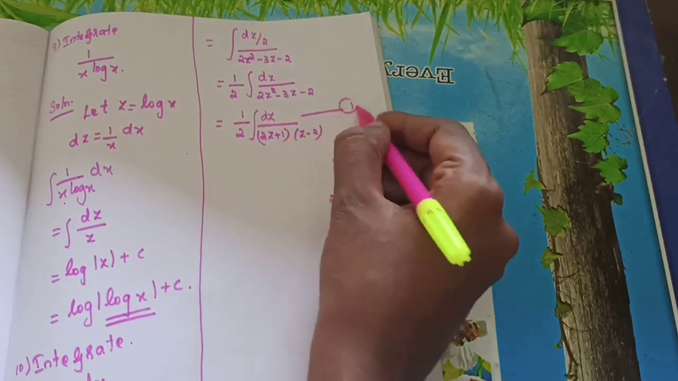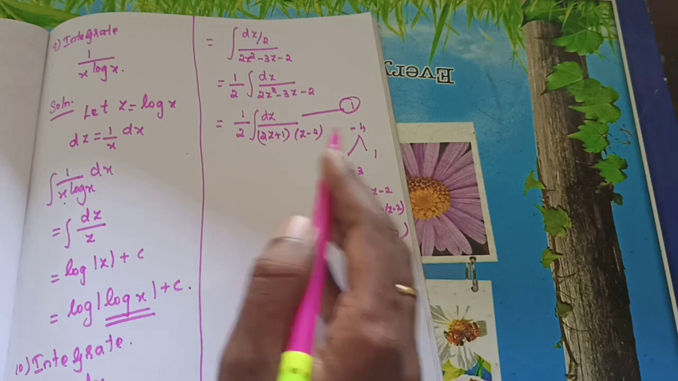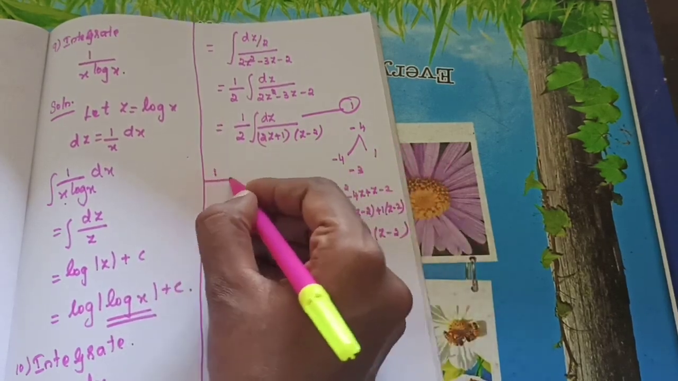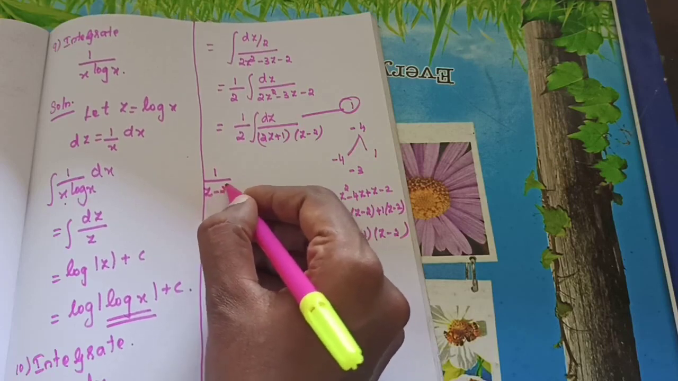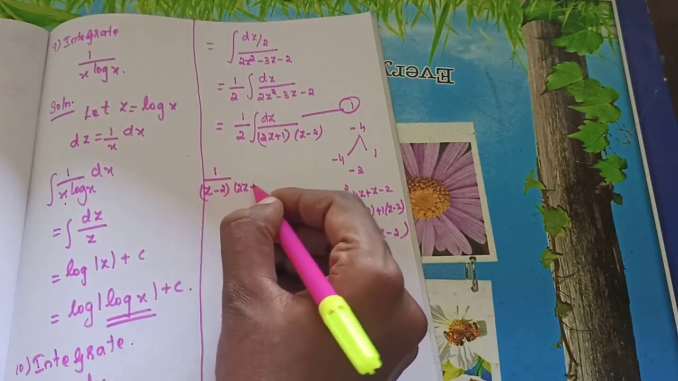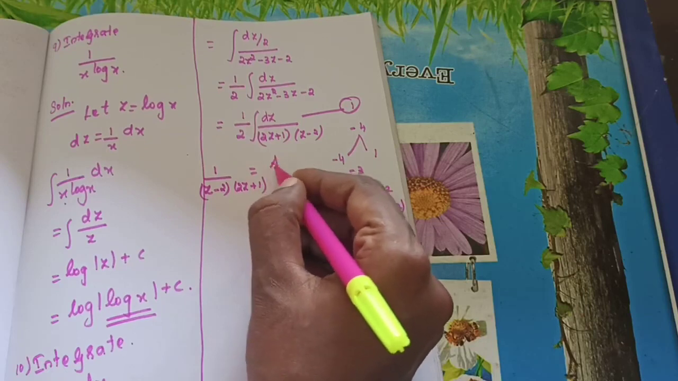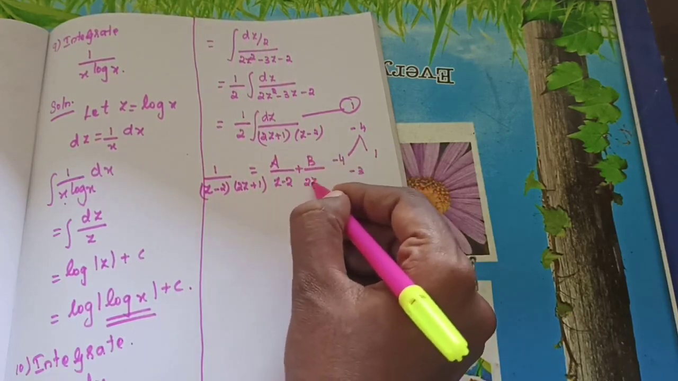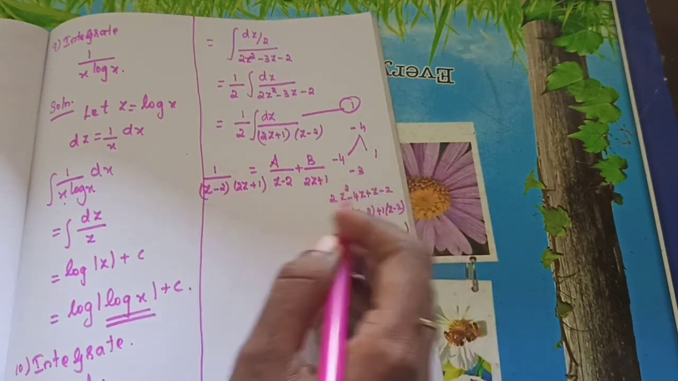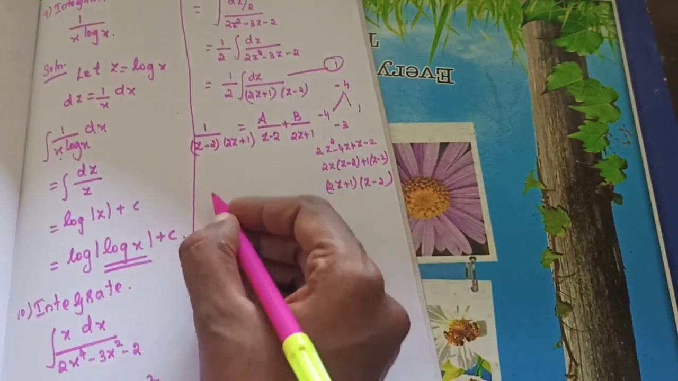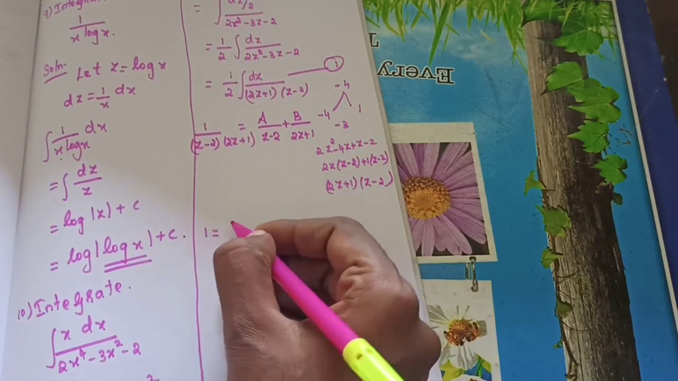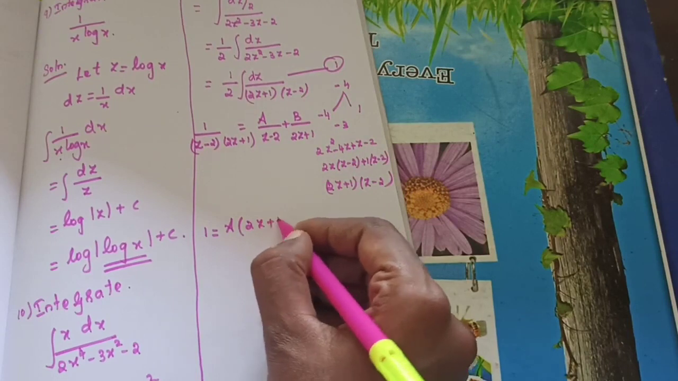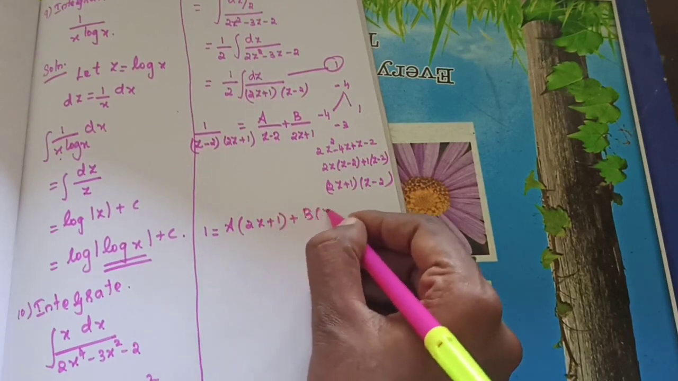Okay. Let us consider this as equation number 1. Now we are going to split it as A by, B by. How will you take that? 1 by z minus 2 into 2z plus 1 is equal to A by the first factor z minus 2 plus B by 2z plus 1. Okay. So what will happen? So 1 is equal to A into 2z plus 1 plus B into z minus 2.